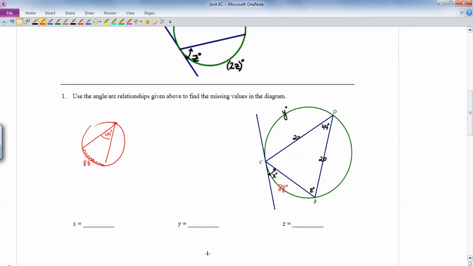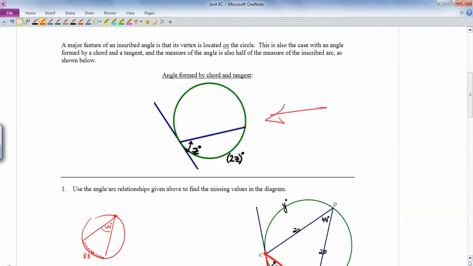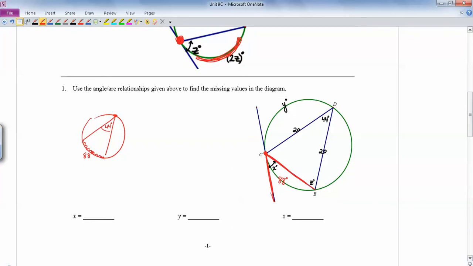Well, angle X is one whose vertex is on the circle. And so that falls into this category right here. Angle is on the circle. Vertex is on the circle. So it's going to be half the arc that it carves out. So since the arc is 88, X is going to be 44 degrees.